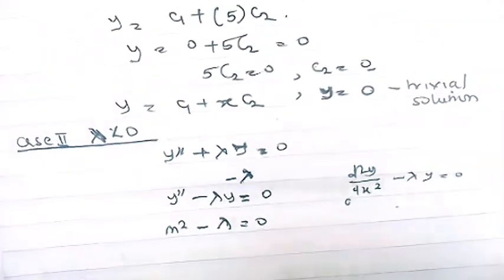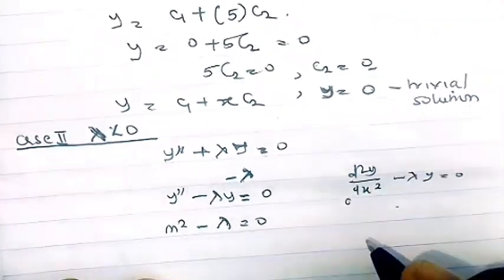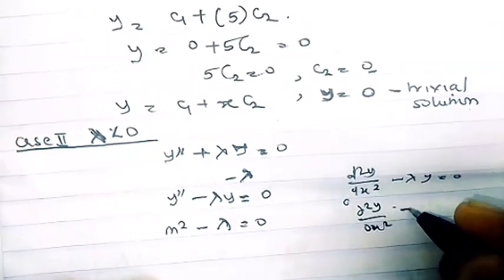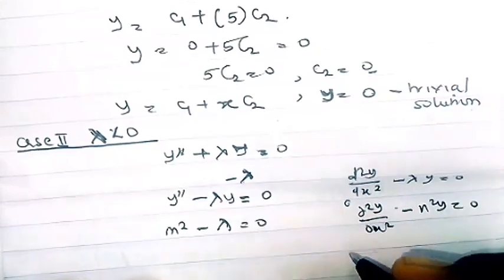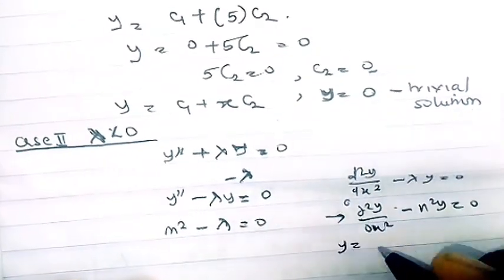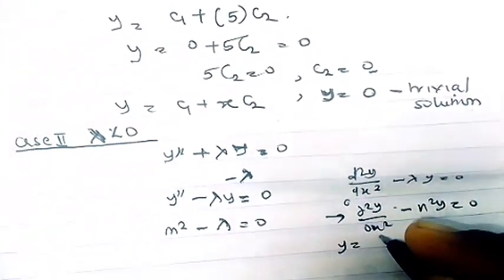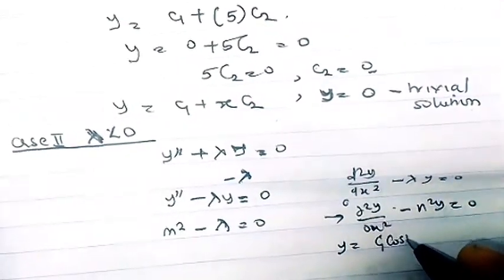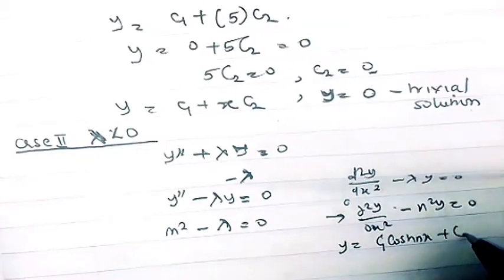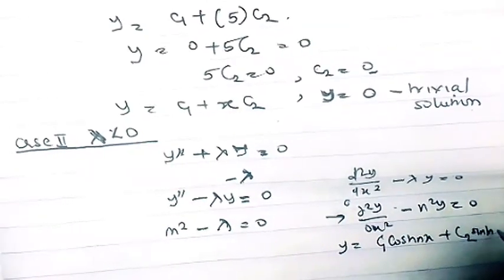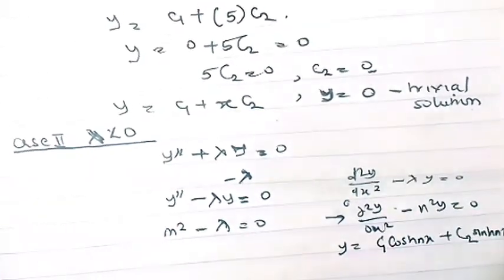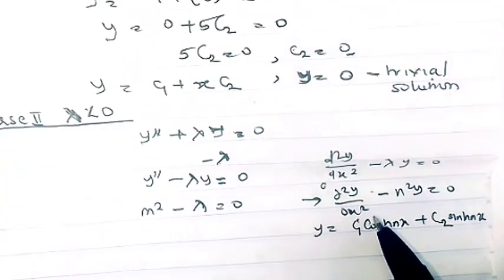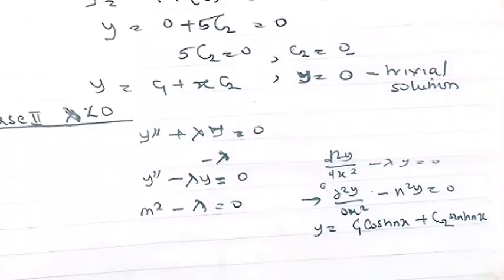Right. So if you can remember our second order equation, which is of this form, d squared y over dx squared minus n squared y is equal to 0, our solution will be y equals c1 cos nx plus c2 sin nx. So this is the standard solution for a second order equation that is of this form.